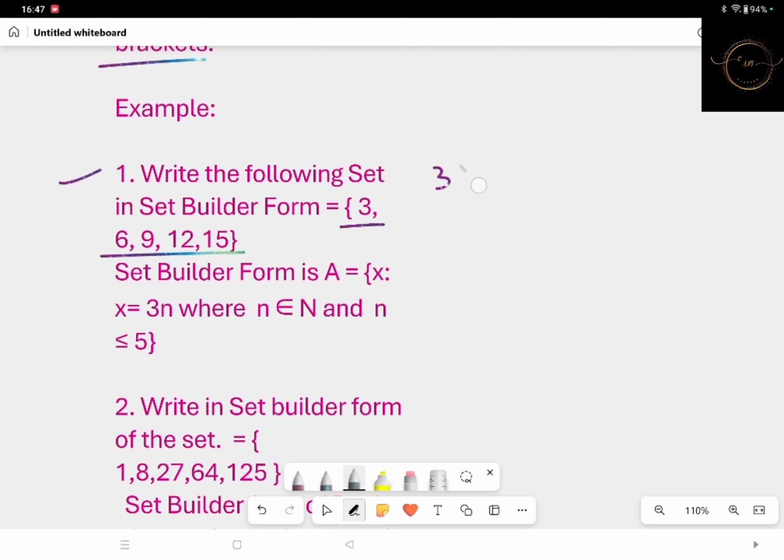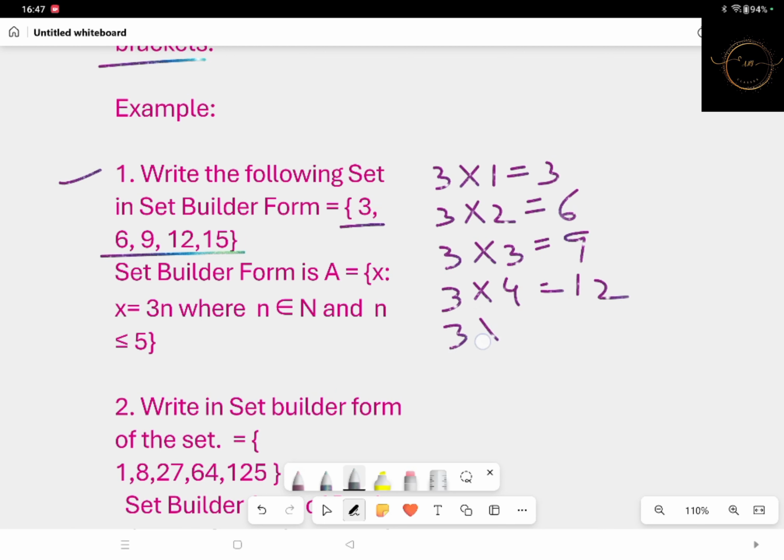So what is 3? We can write it as 3 ones are 3. Then we can write 3 twos are 6. Then 3 threes are 9. Then 3 fours are 12. Then 3 fives are 15. So what is this 1, 2, 3, 4, 5? These are all natural numbers because it's starting from 1.